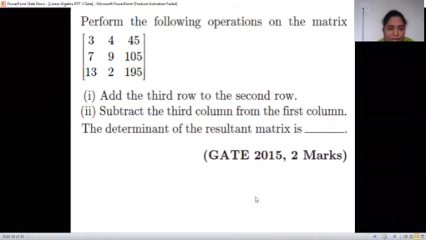Okay. And then subtract the third column from the first column. So which column will change? First column. Subtract the third column from the first column. Whatever we have obtained right now, in that matrix, subtract the third column from the first column.